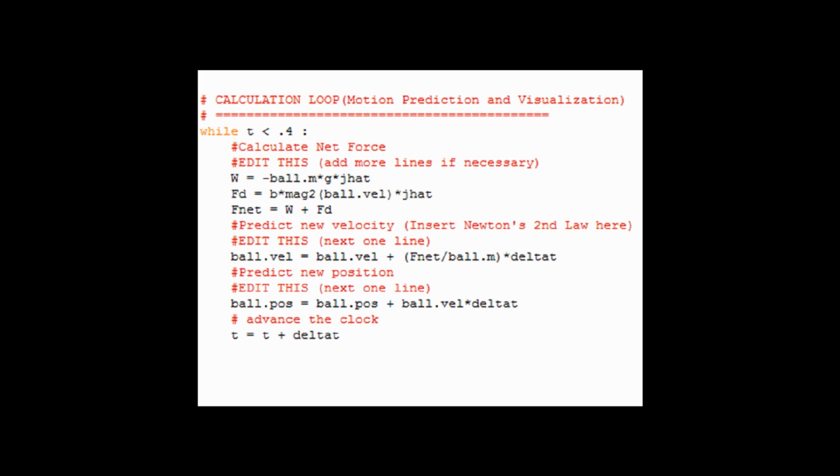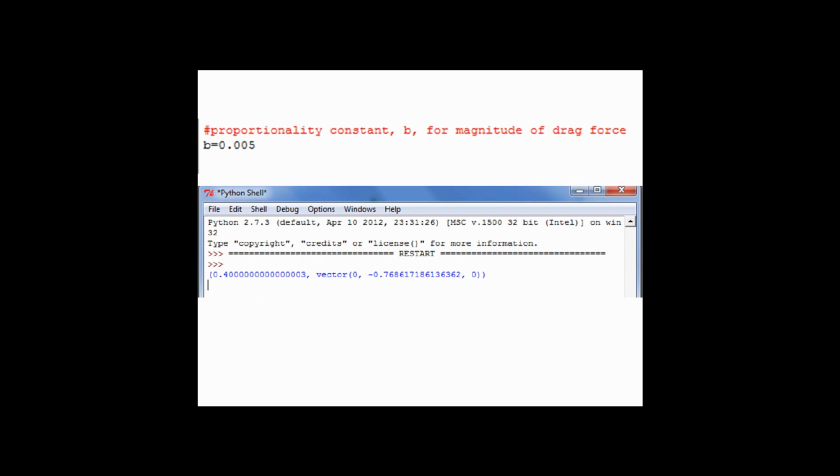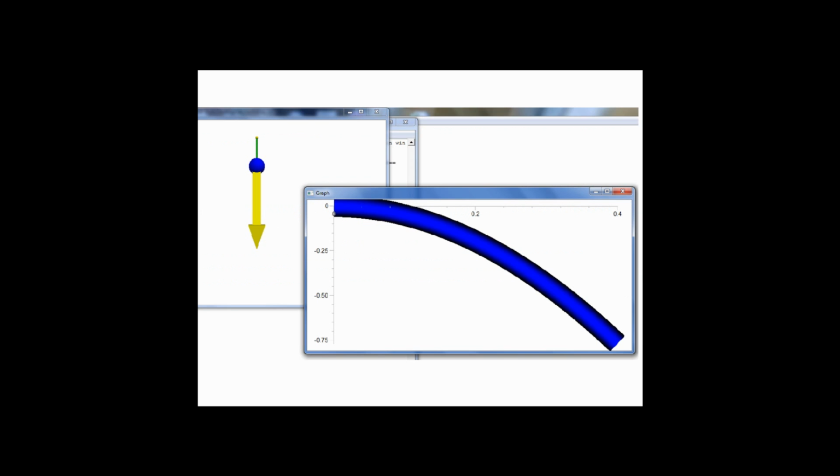The second computational model takes both the gravitational force and the drag force into consideration. There were a couple of changes made to the code. The equation for the drag force, Fd, was added here. This makes the net force equal to W, the weight force, plus Fd, the drag force. The value of B was estimated and checked until the final output of the computer model matched the final observed position, which was negative 0.768. Here is a graph produced by this computer model. It looks similar to the previous two graphs, but let's compare them further.